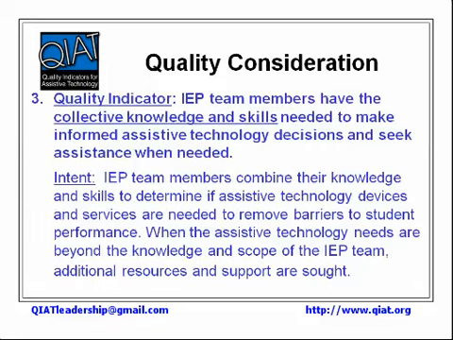Okay, quality indicator number 3. IEP team members have the collective knowledge and skills needed to make informed assistive technology decisions and seek assistance when needed. So it's really important that someone on the IEP team has some knowledge of AT devices and services. In QIAT, we often say, not everyone needs to know everything, but somebody needs to know something. If no one on the IEP team knows anything about assistive technology, it leads to those non-consideration statements like, I don't think this applies to them. He just needs to try harder.